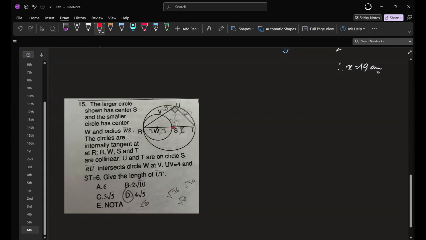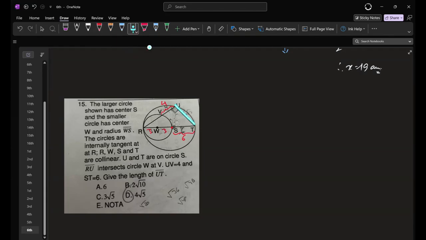If WS is the radius, then the circles are internally tangent at R. R, W, S, and T are collinear. If all four points are collinear, it means this makes a straight line, and this straight line also passes through the center of the bigger circle. It means this RT is also the diameter of the bigger circle. Now, U and T are on circle S, and RU intersects circle W at V. If UV is equal to 4, and ST is equal to 6, these will be 3 and 3 as you have marked here also.